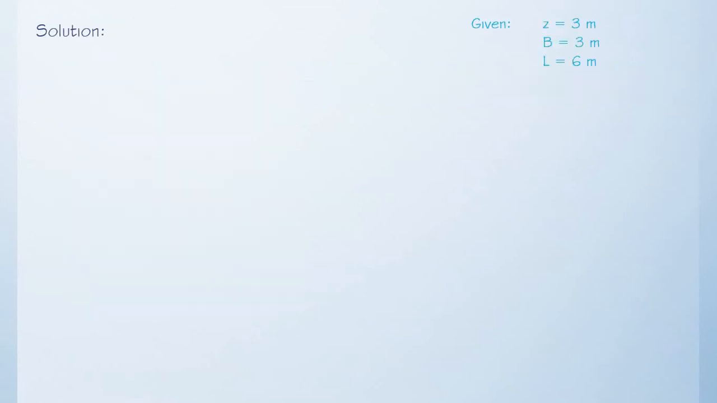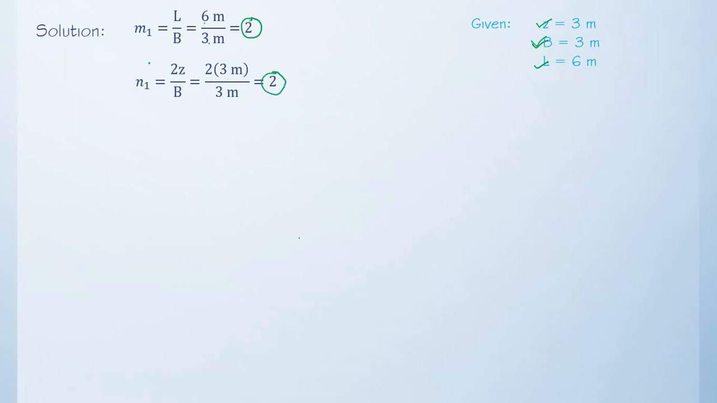Same procedure as in our previous lesson. Let us identify m1. Given that L is 6 meters and B is 3 meters, 6 divided by 3 is 2. For n1, that is twice the depth divided by B. The depth is 3 meters and B is 3 meters, so 2 times 3 divided by 3 is 2. Since we already know the values of m1 and n1, we can now solve for I_s4, either using the equation or the table.